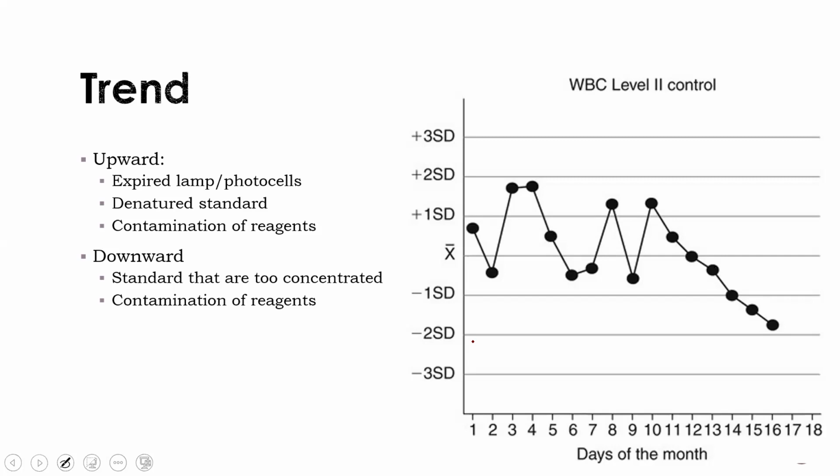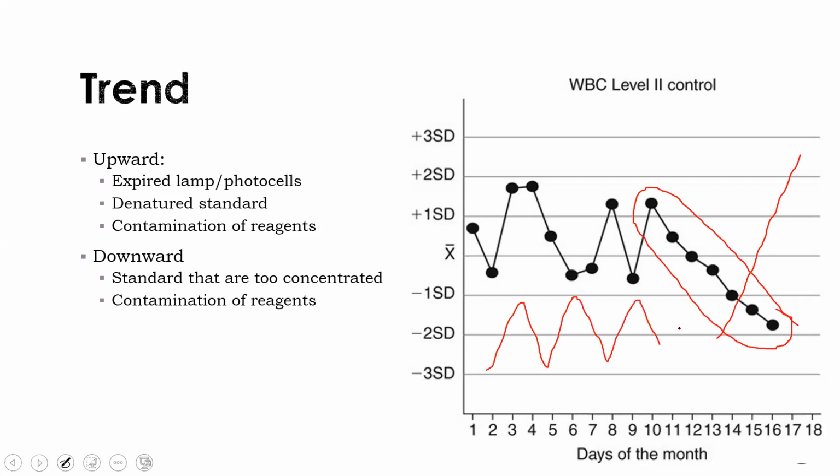Upward, ibig sabihin, pataas yung points natin, pataas yung values natin, no? Pag sinabi mong downward, pababa siya. Ayan. So, supposed to be, the ideal is paganyan siya. Kaya lang, sa part na to, makikita mo agad na trend siya, downward trend siya kasi pababa siya ng pababa.